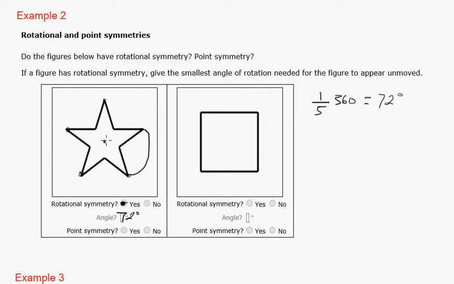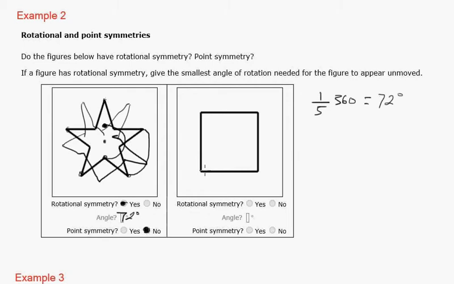Point symmetry, however, that point, if it rotated 180 degrees, would be over here, right there. So it doesn't match. The star would not match up. It would look different. So I would say no, it does not rotate 180 degrees.